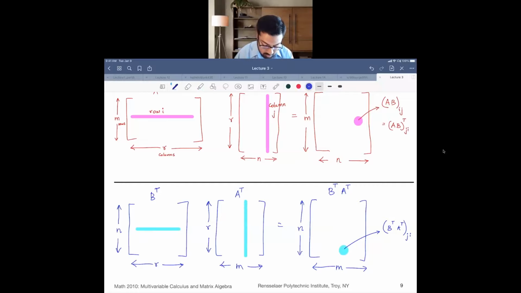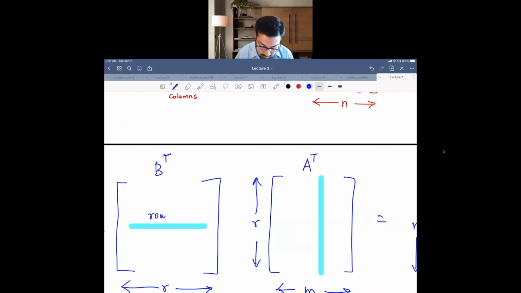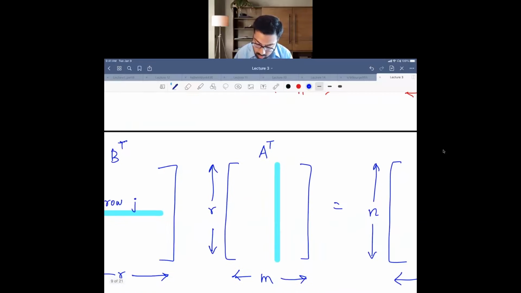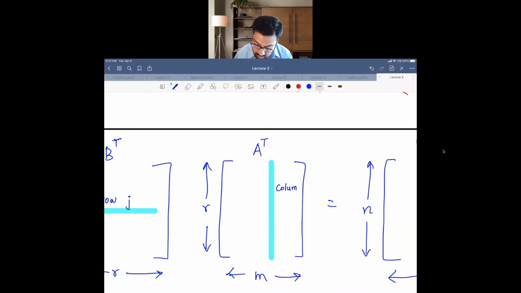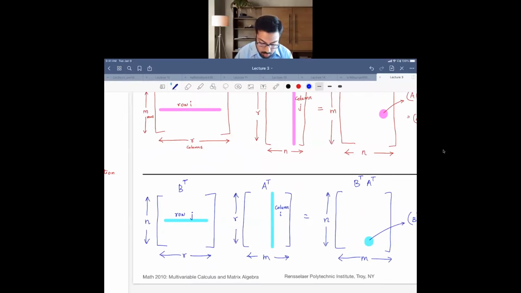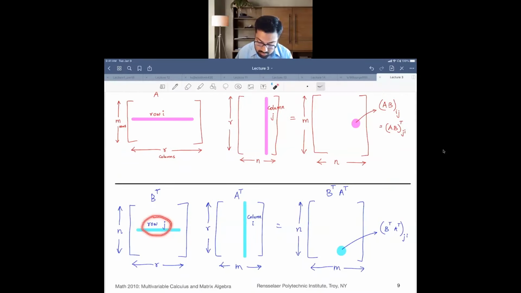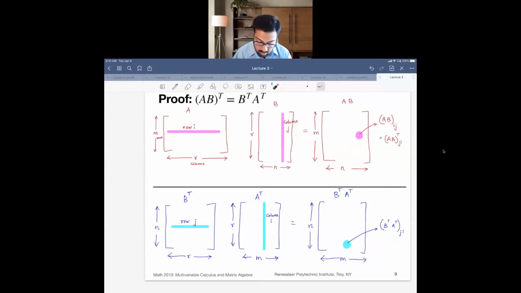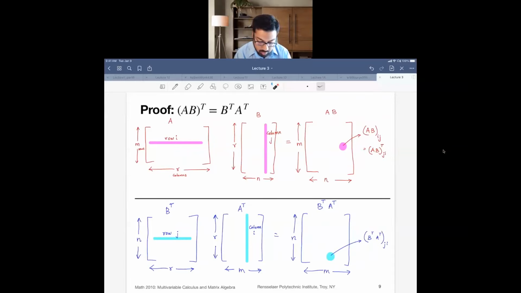So let me write those down. Row j in B transpose and column i in A transpose. If you take the dot product of row j and column i, you get this particular entry in B transpose A transpose, which is ji. You guys see that? Now let's see what we know about row i in A and column i in A transpose. What is the relationship between row i in A and column i in A transpose?